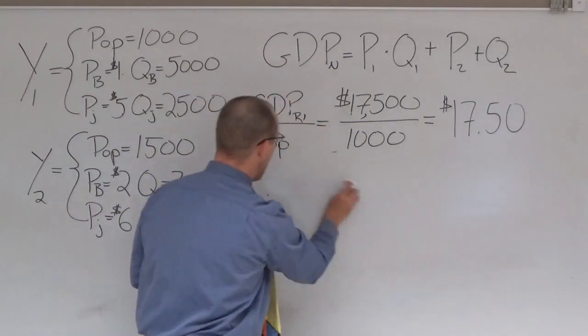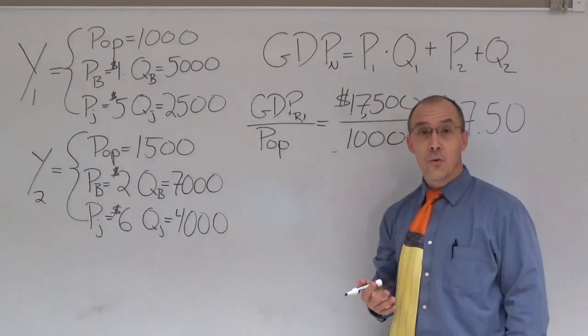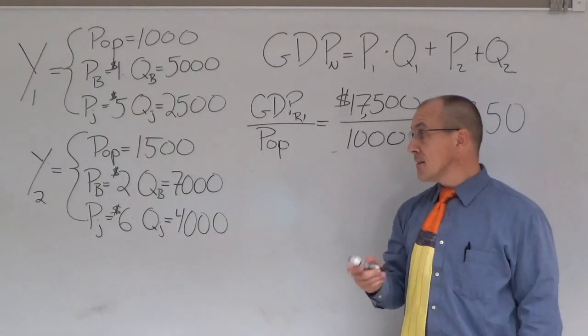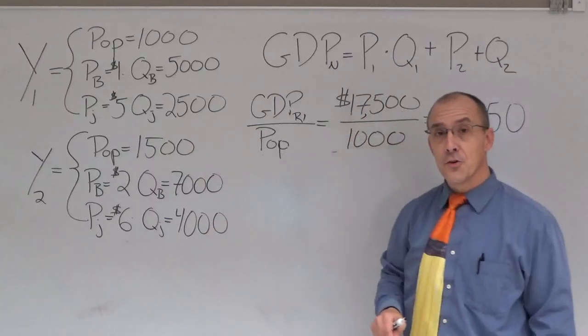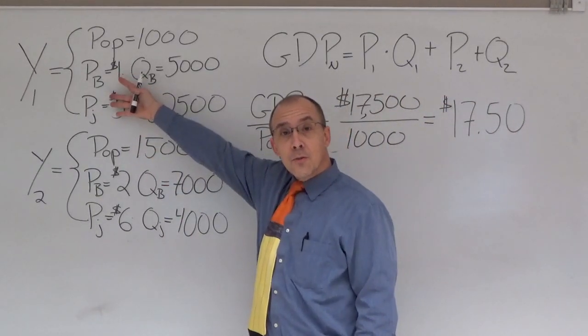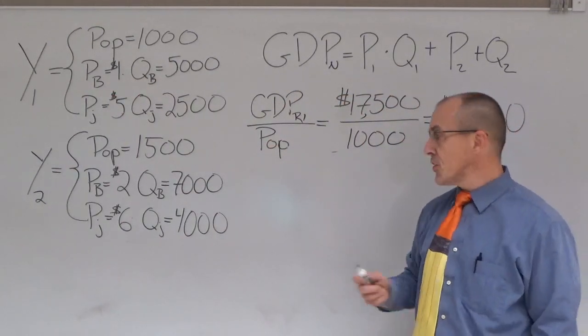Well, now I have to calculate first the real GDP for year 2 and then the per capita for year 2. The process is basically the same, but what I'm going to do is take the quantities from year 2, the amount that they were producing, and use the prices from year 1 to, in essence, get rid of the impact of inflation.